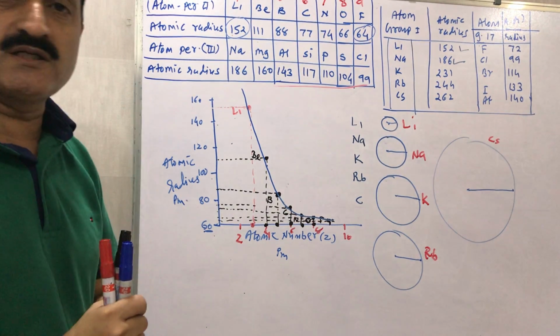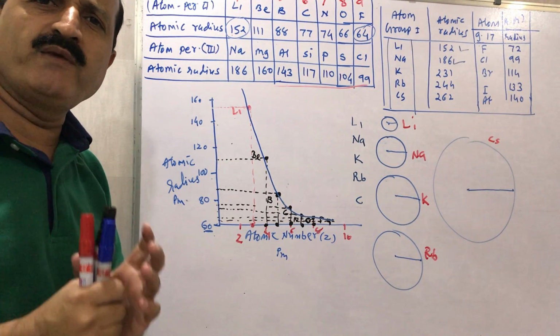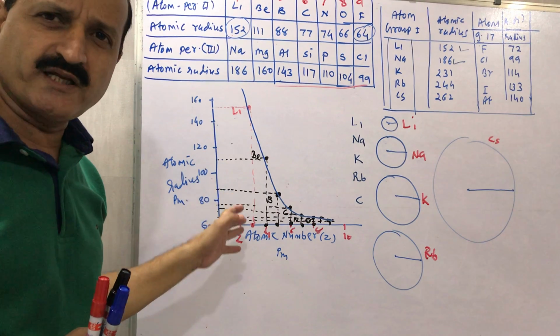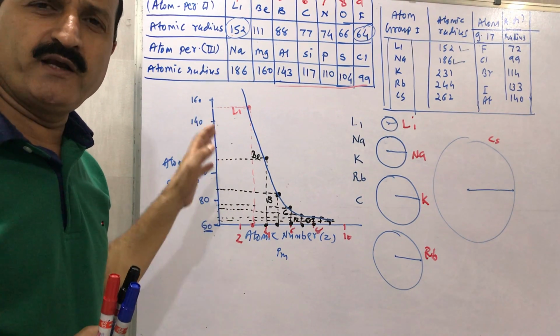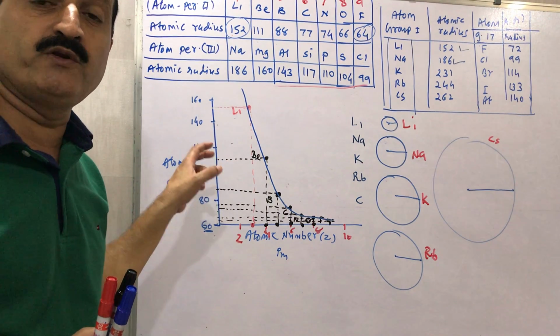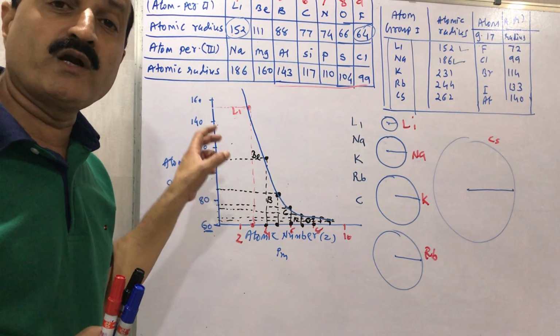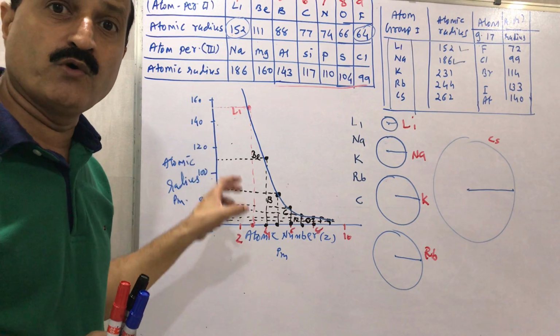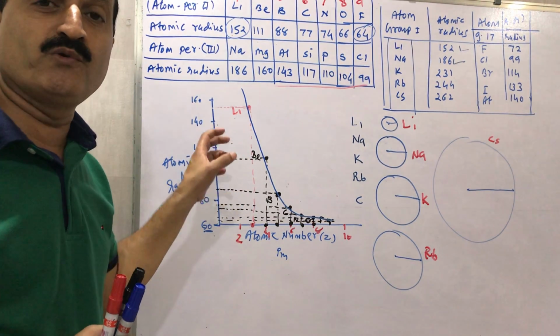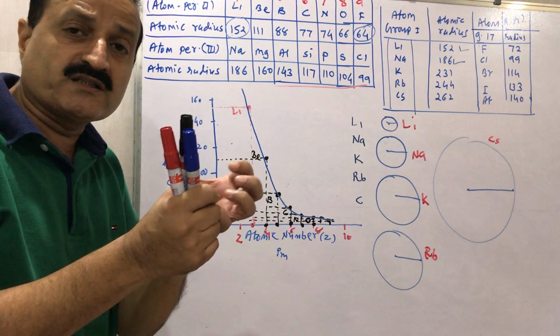Now the question is the same. Why does atomic radius increase in the group? We discussed that in the period atomic radius decreases because the effective nuclear charge increases. Distance between nucleus and electron is not increased, so the attraction force will increase. As attraction force between electron and effective nuclear charge increases, the size will decrease.